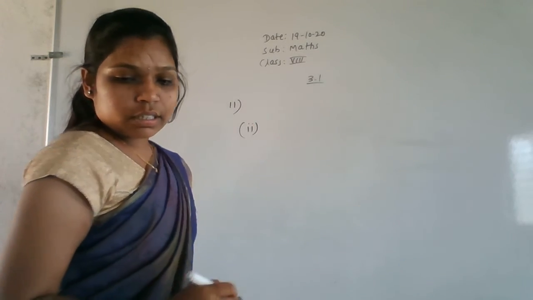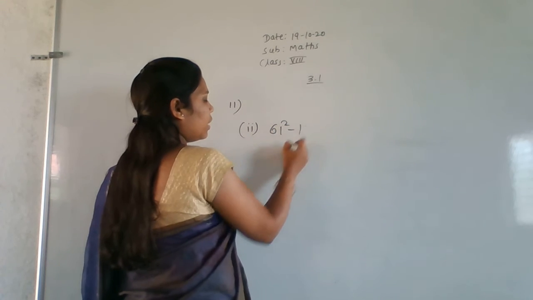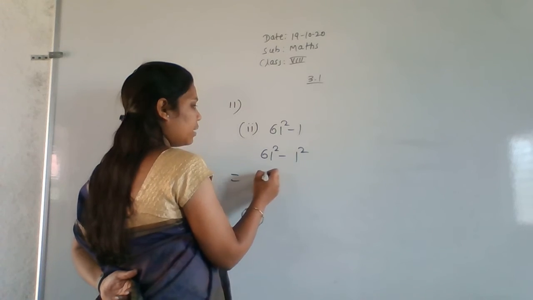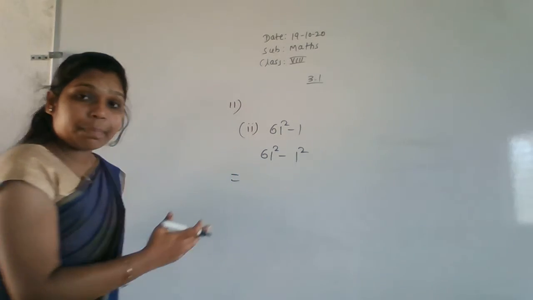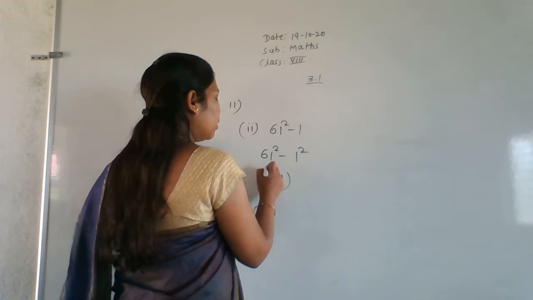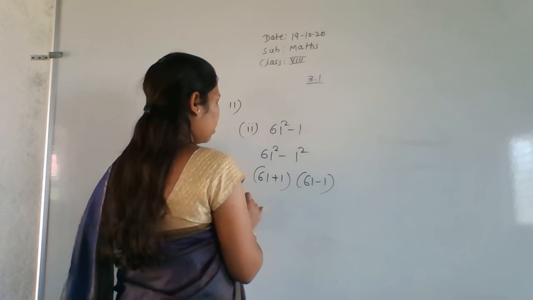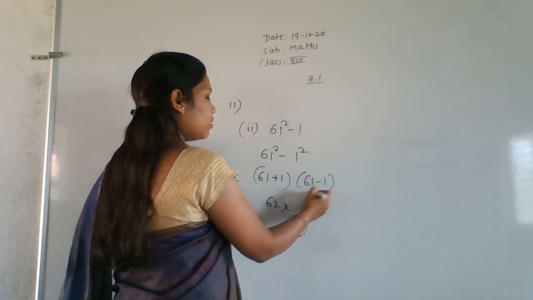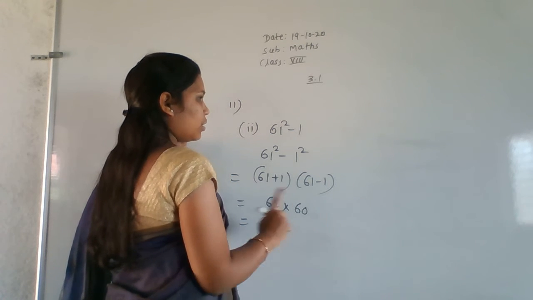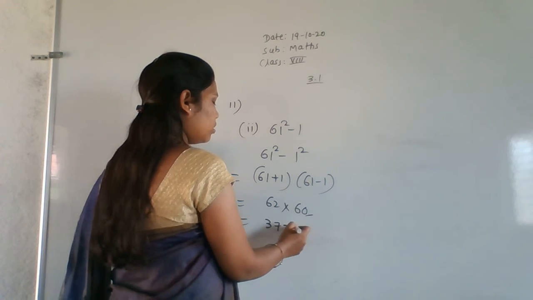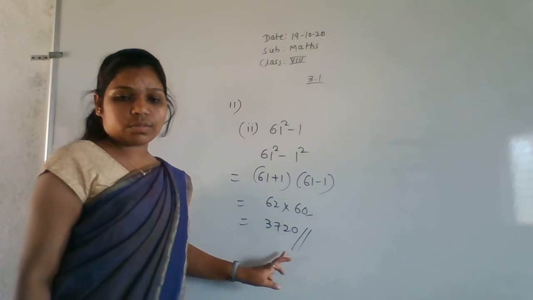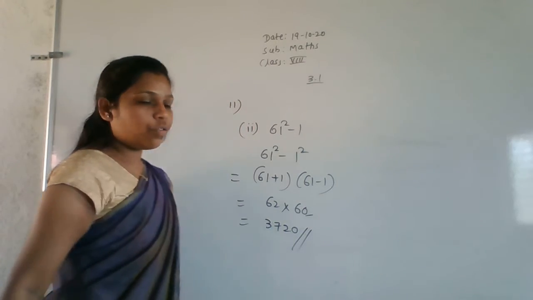The second one is 61 square minus 1. This can be written as 61 square minus 1 square, which is again a square minus b square, (a plus b) into (a minus b). That is (61 plus 1) into (61 minus 1). So here 62 and here 60. 6 times 2 is 12, 1 carry, 6 times 6 is 36, 37. And the 0 is there. 3720 is the answer. Go for the next question.